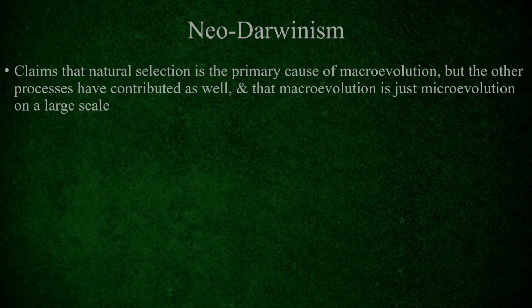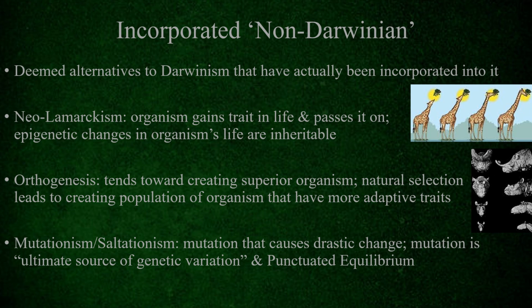Neo-Darwinism, which is the most common of the macroevolution groups, claims that natural selection is the primary cause of macroevolution, though they do say that other processes, like the ones that were mentioned in Third Way, have contributed as well. And neo-Darwinists or neo-Darwinians also claim that macroevolution is merely microevolution, but on a large scale. Now let's look at the deemed alternatives to Darwinism that have actually been incorporated into neo-Darwinism.